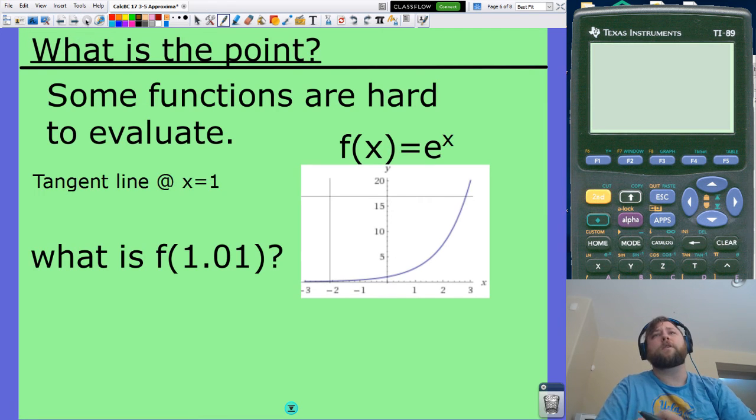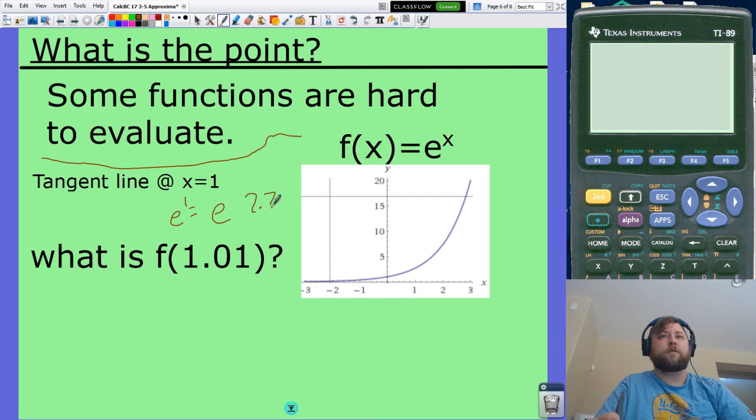Now you're going to ask me, what's the point of all this? Why didn't I just plug into the function? Well, some functions are hard to evaluate. Take e to the x. If I asked you to find e to the 1, it's just e, which is like 2.718 something. We know what this is. But if I asked you to plug in 1.01, what's that? You can't do that in your head, because that makes it hard.